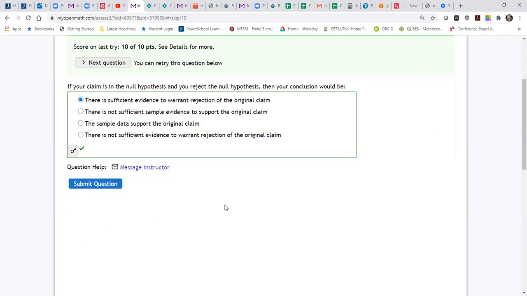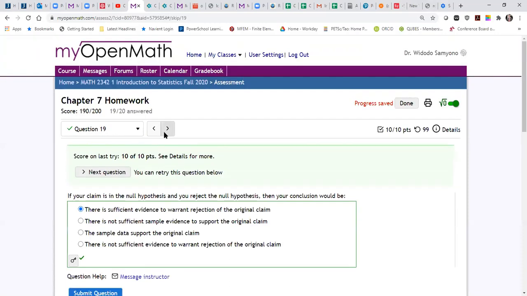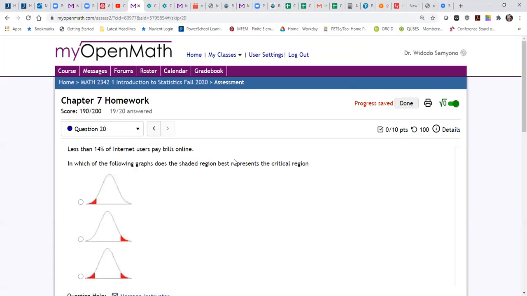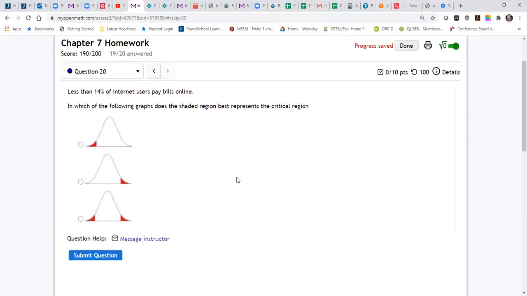I think this one will be the last one, the next one. And easy, I think, right? Less than 14% of the internet users pay bill online. In which of the following graphs does the shaded region best represent the critical region? This one. The first one, the second one, or the third one? Anyone?